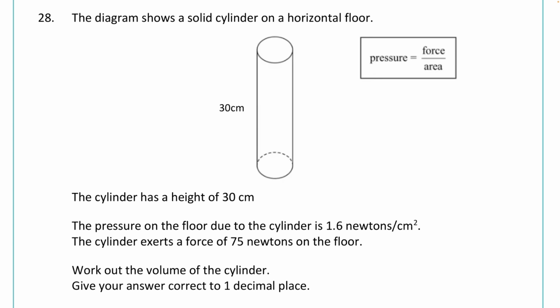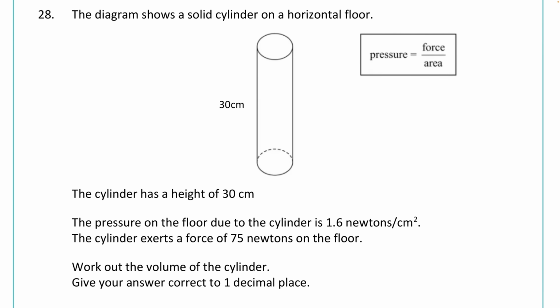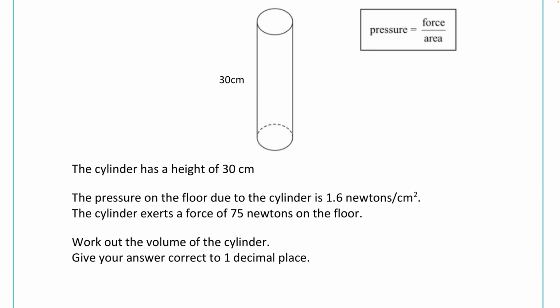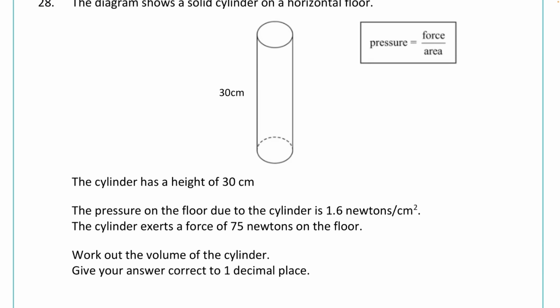Okay, so looking at our next question. For this question, we have some pressure, force and area. It says the diagram shows a solid cylinder on a horizontal floor and the height of the cylinder is 30 centimetres. The pressure on the floor due to the cylinder is 1.6 newtons per centimetre squared and the cylinder exerts a force of 75 newtons on the floor. Work out the volume of the cylinder. We're going to give our answer to one decimal place. In this question, we are given the pressure and the force. The thing that we're missing is area.